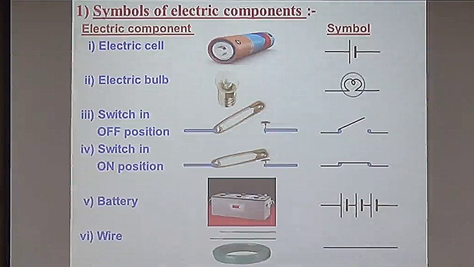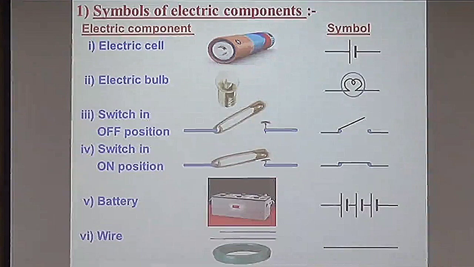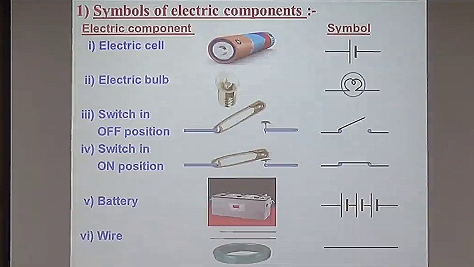The next is battery. Now battery, what is a battery? Battery is a combination of 2 or more cells. Therefore, when we combine more than 2 cells, we take a battery. For example, in this we are having a battery of 3 cells. Now next is wire. A horizontal line is denoted by a wire.